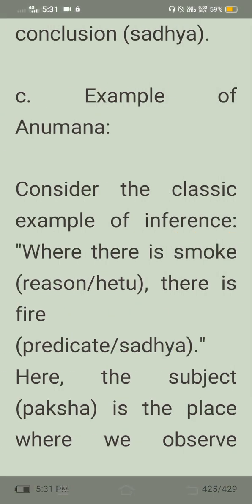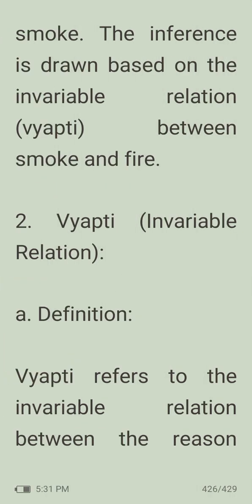Example of anumana. Consider the classic example of inference: where there is smoke, there is fire. So, the subject is the place where we observe smoke. The inference is drawn based on the invariable relation between smoke and fire. Then, invariable relation.